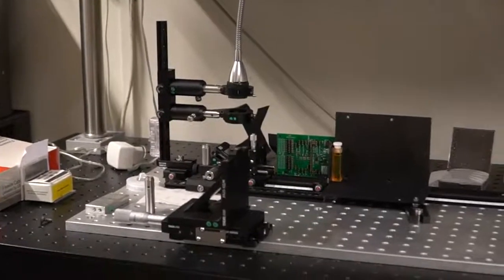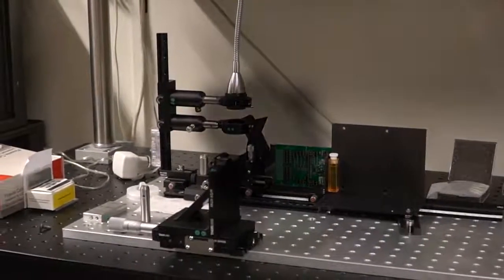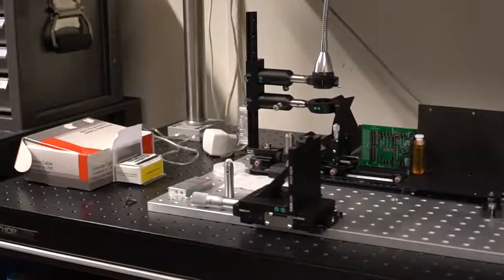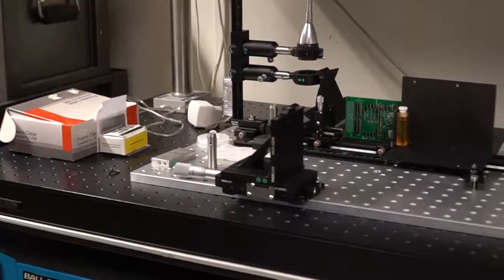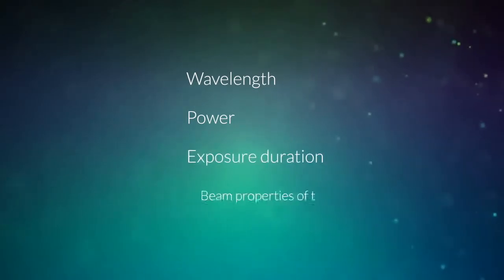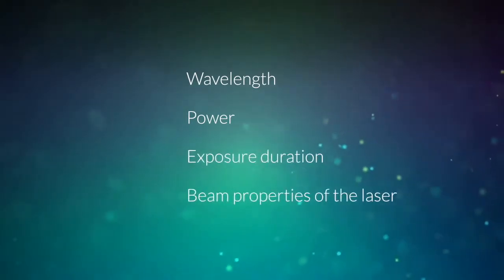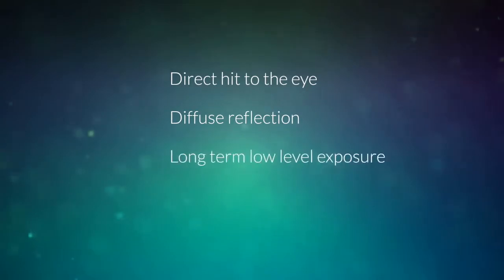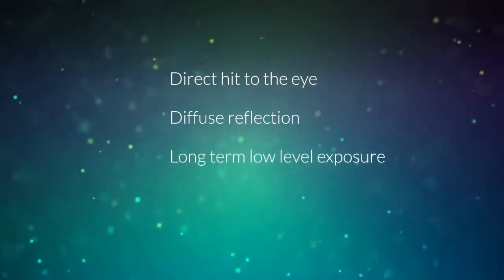If you sustain retinal damage, your vision could end up looking something like this. If you develop cataract in the eye lens, your vision could end up looking something like this. As for any laser injury, the severity of the damage caused will depend on many factors, including the wavelength, power, exposure duration, and beam properties of the laser, as well as the type of exposure, be it a direct hit to the eye, specular or diffuse reflections, or long-term low-level exposure.